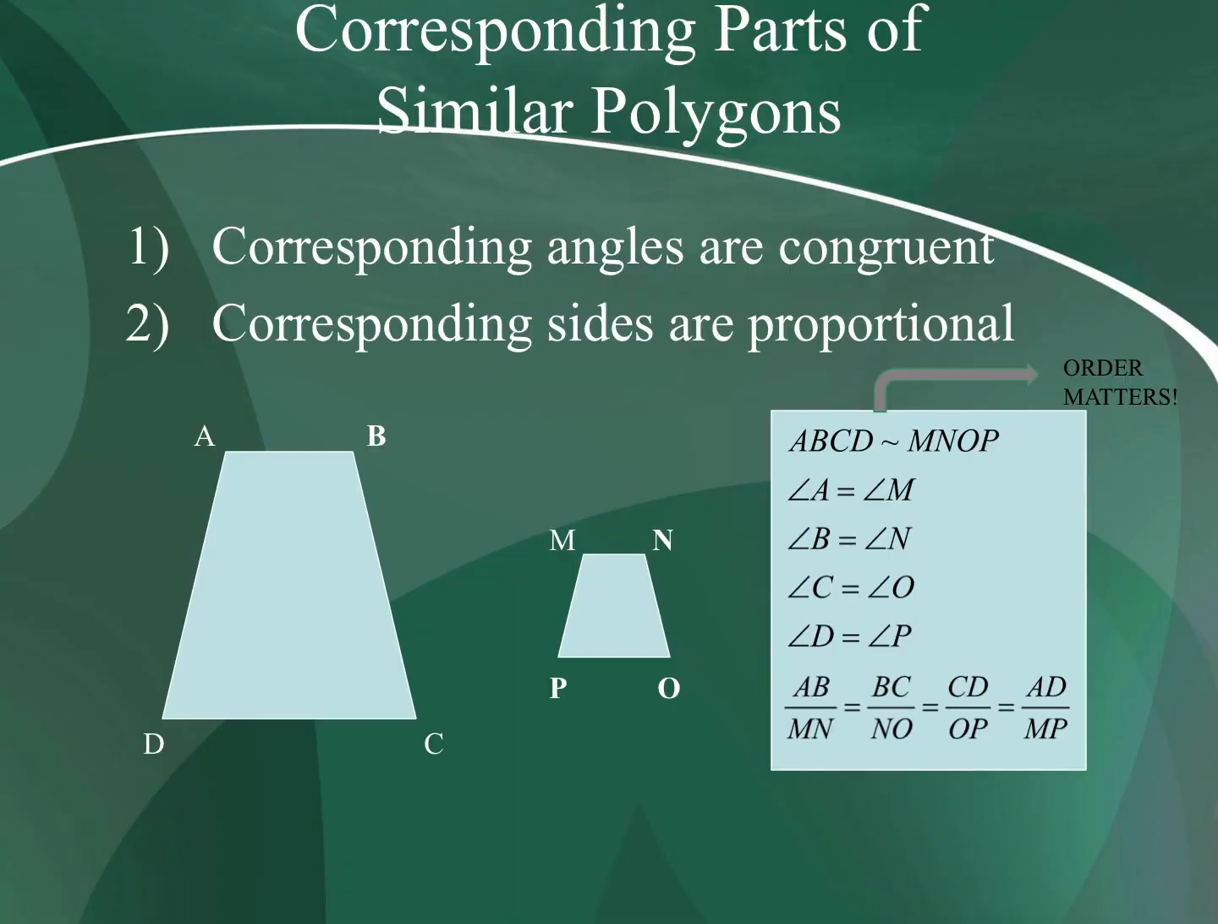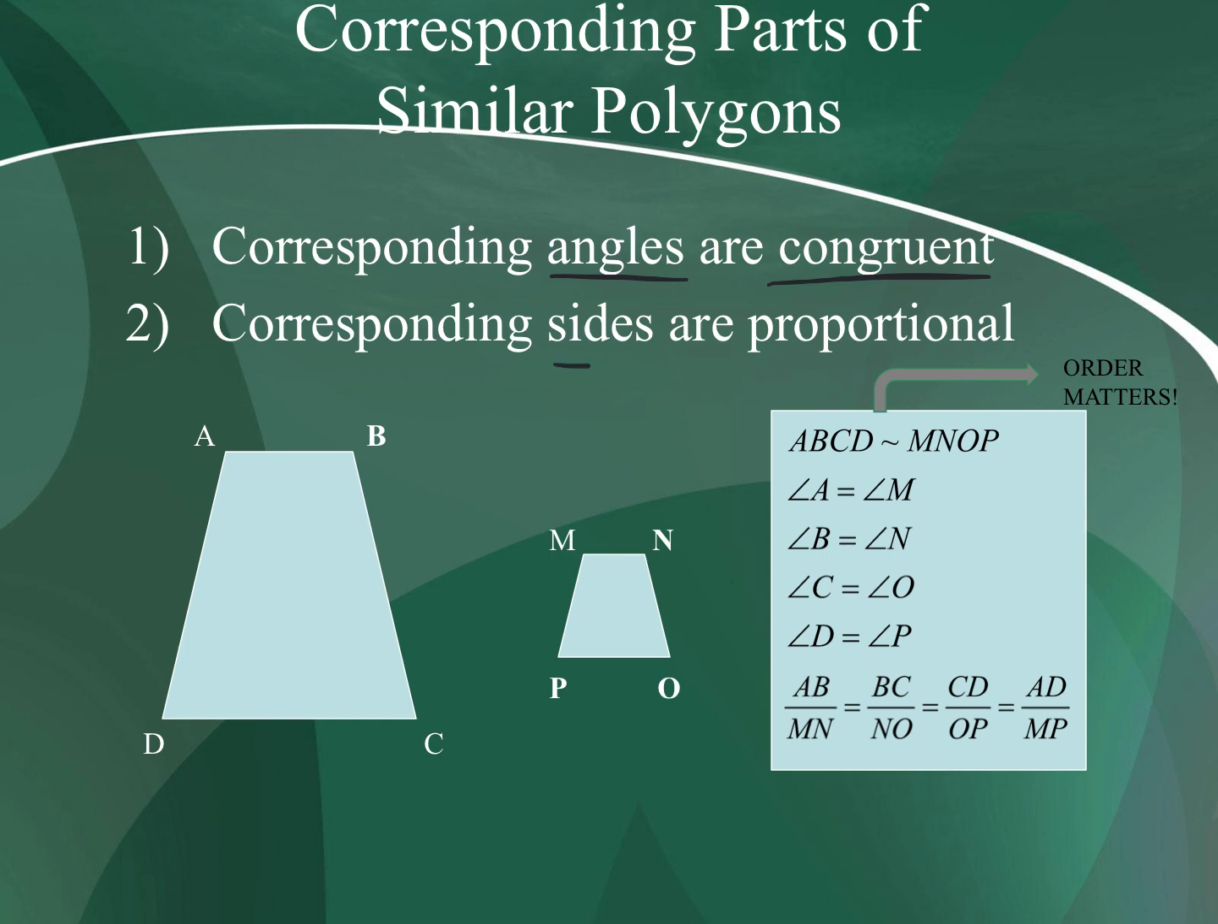Okay, so the first thing we're going to talk about is corresponding parts of similar polygons. If you're talking about two polygons that are similar, their corresponding angles are congruent. So their angles are actually the exact same measure. In a triangle, if you have three angles, one's 40, one's 50, one's 70, the other triangle will have to have the exact same angles, all congruent to that one.